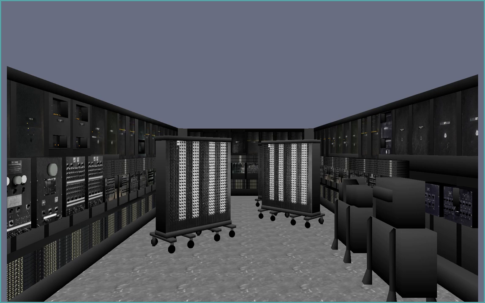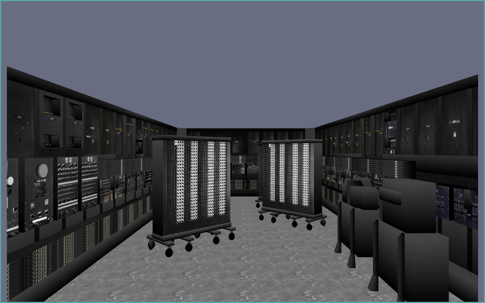Second, the ENIAC throughout its life existed in multiple configurations. The configuration that we are seeing here is that where it was built in the University of Pennsylvania before it was moved to the Aberdeen Ballistics Research Laboratory. The third thing that I'll point out is that the movement of the lights that you see in this are showing the simulation as the ENIAC is running a demonstration of the Turing completeness of the machine. So let's get into looking at the different parts of the machine.